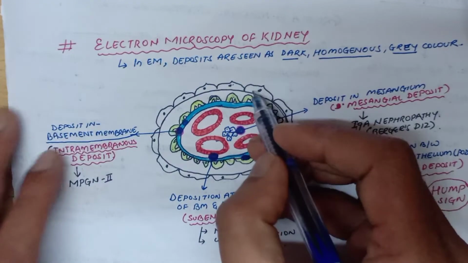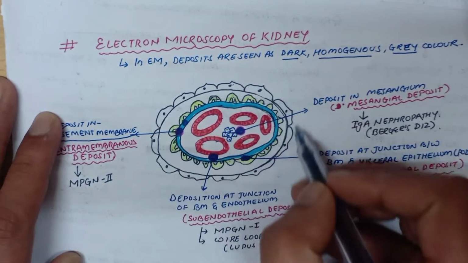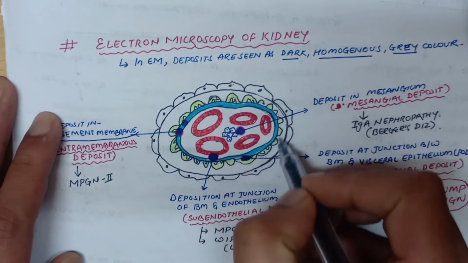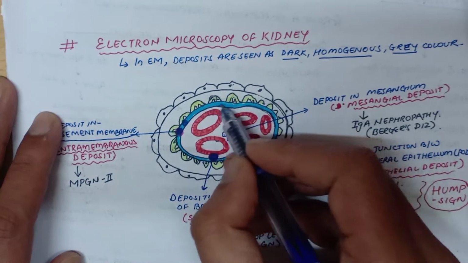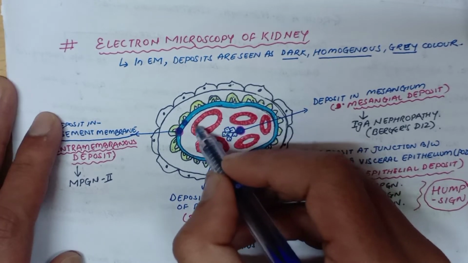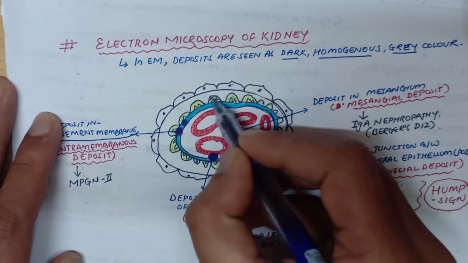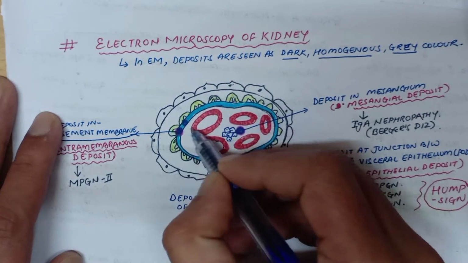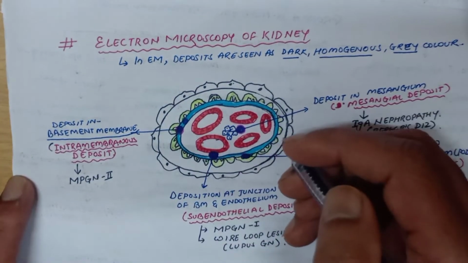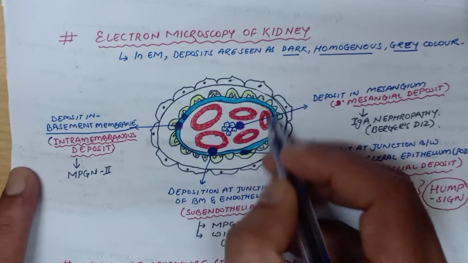So similarly, the outer one is the parietal cells of the Bowman's capsule, the inner one is the visceral epithelial cells of the Bowman's capsule, and the middle one is the basement membrane, and these are the endothelial cells of the capillaries, which is forming the filtration barrier. Now these deposits can occur anywhere in the glomerulus.